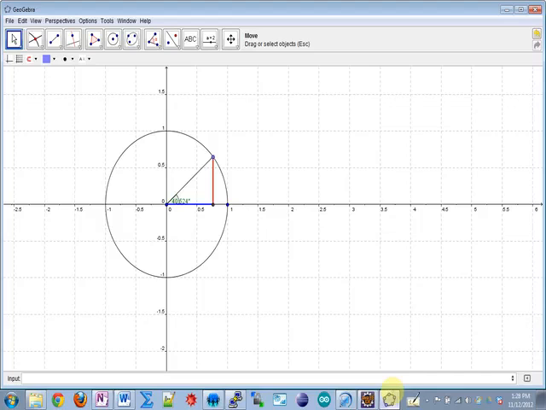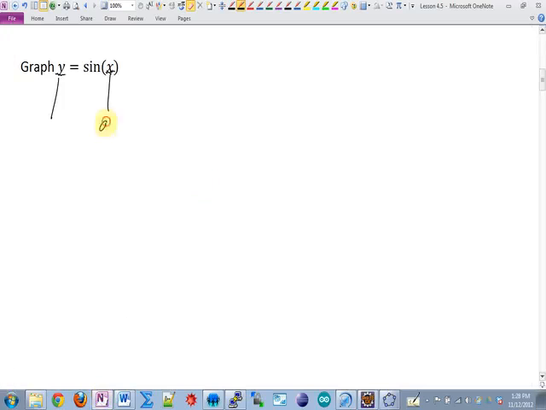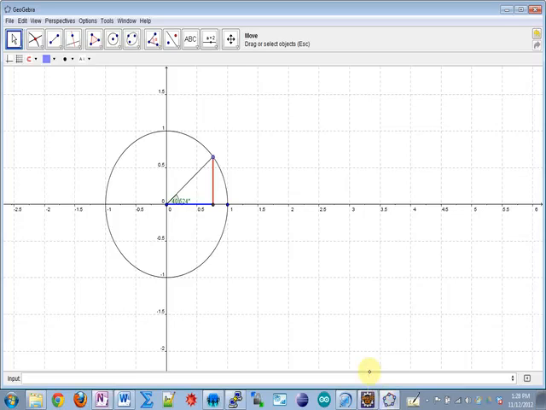Here's a hint, its color is green. The angle. That angle is the input of sine. 40.524 degrees. Okay? That is your input. So the angle. Now what is the output of the sine function, which is the y variable?